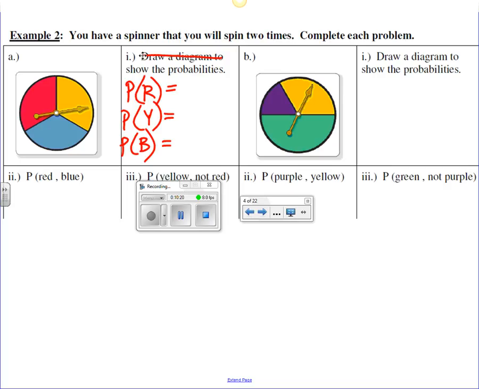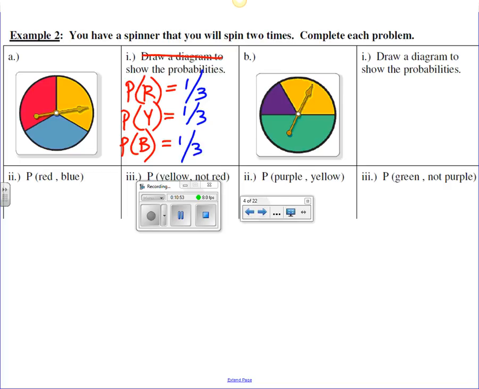All right, what do you observe about red, yellow, and blue? Anybody? They're all equal. That's a great observation. And how many slices are there? 3. So how many slices is red? 1 out of 3. Okay, I know that's 33%, but it's also 33.3 repeating. So it's much better to use a fraction. All right, yellow is what? 1/3, and blue is 1/3. They're all the same.